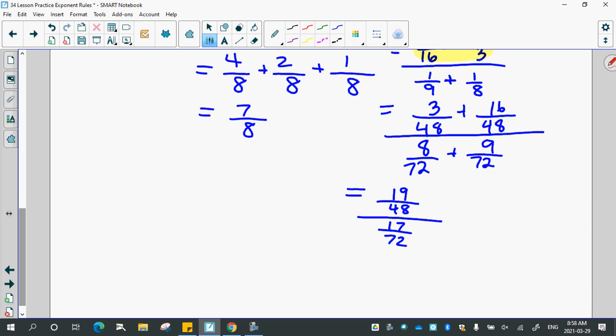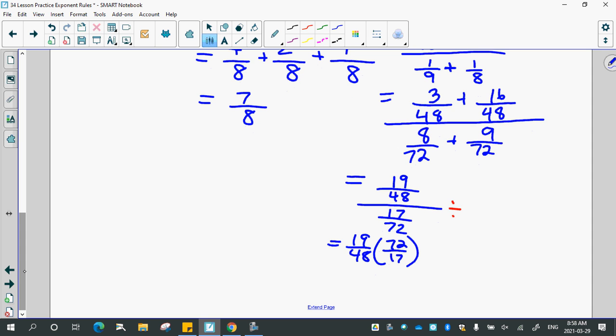And then what's the rule for dividing by a fraction? Multiply by the reciprocal. We'll probably run out of space, so we'll go to the side, multiply the tops together, bottoms together, and reduce.